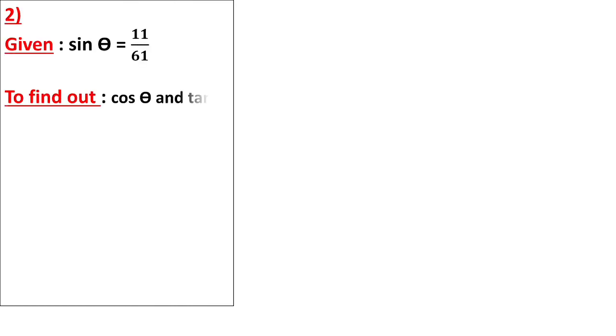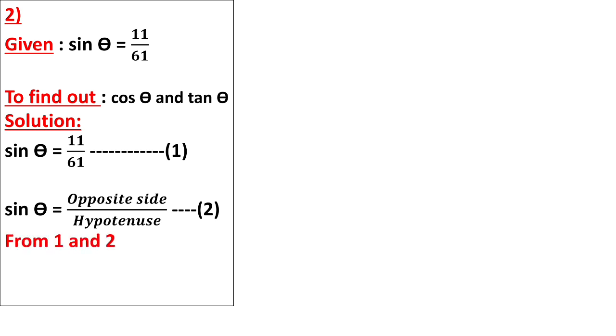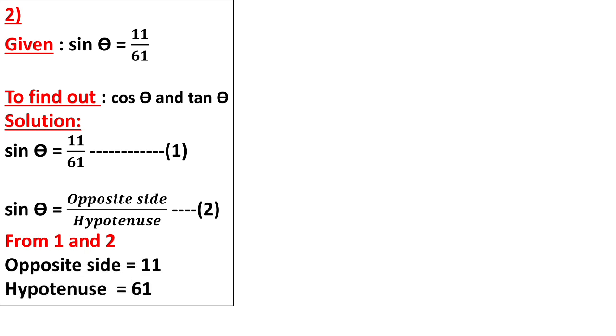Here, first of all you have to write given, then you have to write to find out, then you have to write solution. In the solution, sin theta is given as 11 upon 61, give it equation number 1. The sin theta ratio is opposite side upon hypotenuse, give it equation number 2. Now from first and second we get the opposite side is 11 and the hypotenuse is 61.